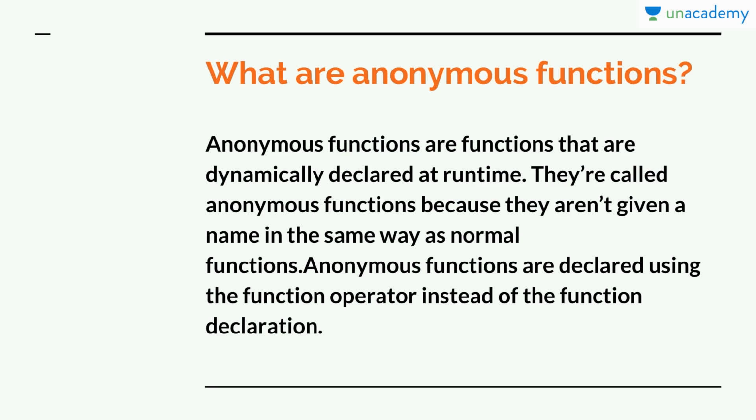They are called anonymous functions because they are not given a name in the same way as normal functions. As I already told you, they don't have a name, so these are known as anonymous functions. We will see an example of how we call these functions. Anonymous functions are declared using the function operator instead of the function declaration. So let's dive into the code.